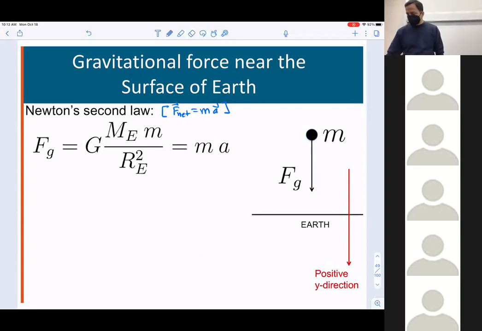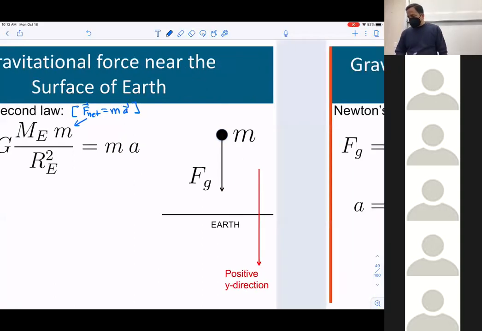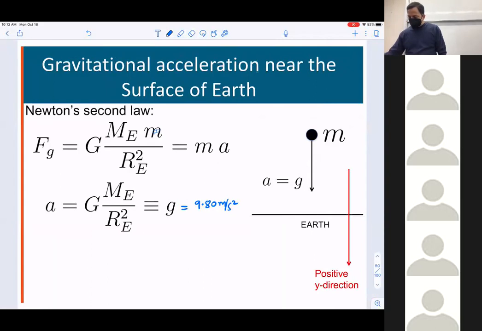Right, so the F net here is the force of gravity, and that is equal to the mass times the acceleration of the object. And so if I then solve for the acceleration, because remember, we're trying to show that all objects fall with the same acceleration, then essentially the m on both sides cancels out, and you're left with the idea that this acceleration is just G times the mass of the Earth over the radius of the Earth squared. And we give this collection of constants the symbol g. And if you go to Wikipedia and look up the numbers and plug them in here, you will find that this is 9.80 meters per second squared.